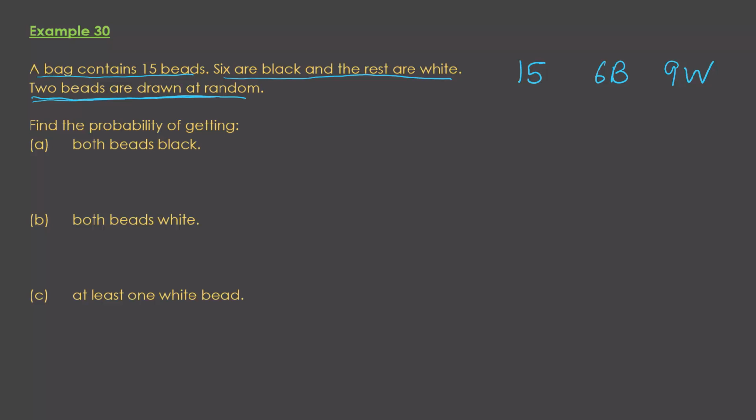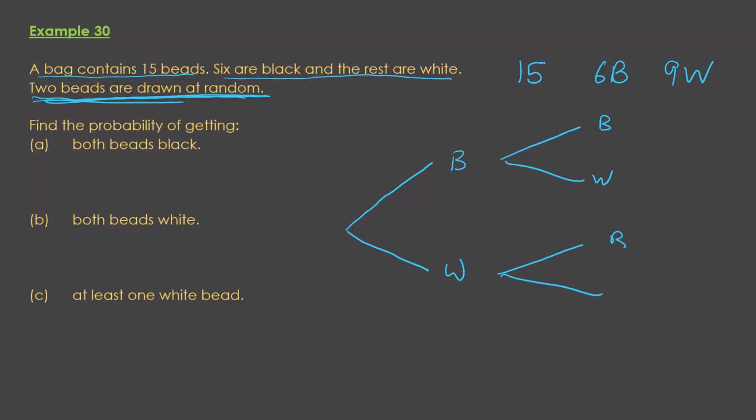If we take 2 beads at random, that's the same as taking one, not putting it back, and then taking the second one. So a tree diagram is a really good way to go about this as well. So we've got black and white. Do the same thing here, black, white, black, white. So to get a black the first time is 6 out of 15, and to get a white would be 9 out of 15.